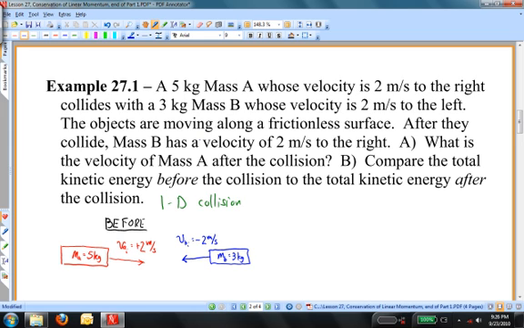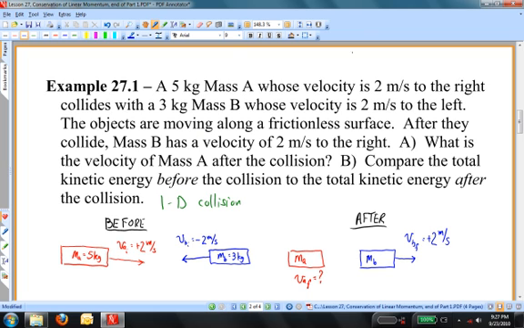You'll notice that I've put a negative sign with the initial velocity for B. I'm saying that to the right is positive and to the left is negative. You have to pay attention to the signs when you deal with linear momentum. Now let's draw the after collision, the after part.